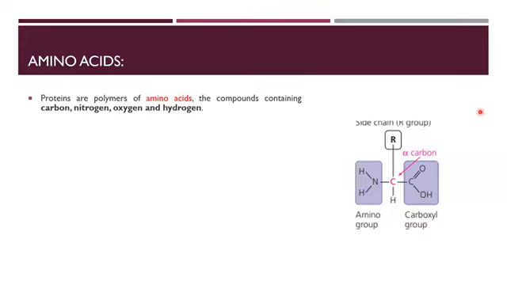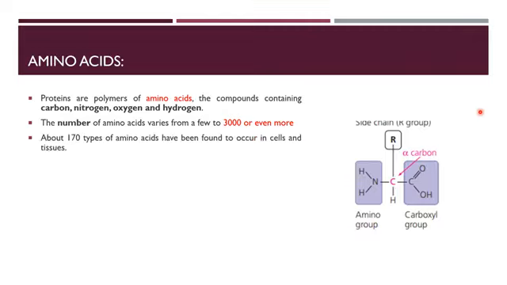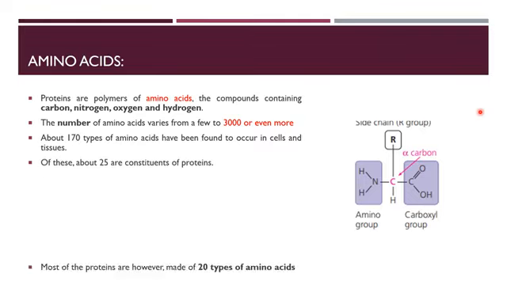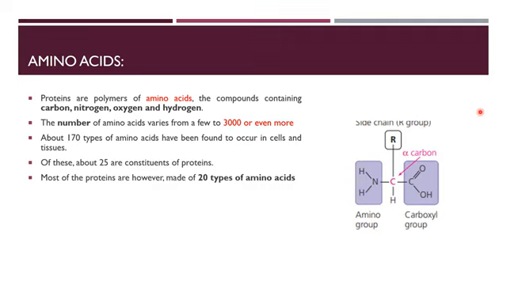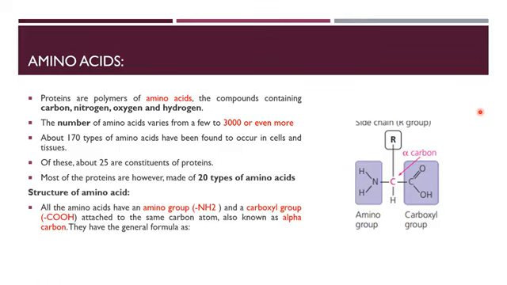So amino acids contain carbon, nitrogen, oxygen, and hydrogen. So there are almost 3,000 or even more amino acids present. So the number of amino acids varies from a few to 3,000 or even more. But in our body, about 170 types of amino acids are present in the cells. From these, 25 are involved in making proteins, and 20 are the most important amino acids that make your most important proteins present in the cells. So the structure of amino acids has been mentioned here that we have discussed.